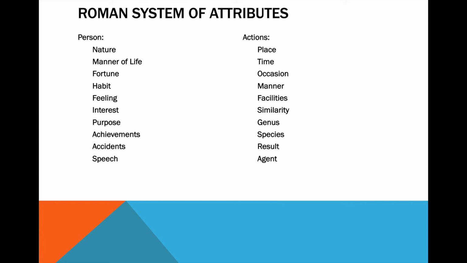Facilities would refer to the tools with which the crime was committed, the murder weapon, a getaway car, all of those kinds of things, right? When we think of things like similarity and genus and species, we're thinking about how that crime relates to other crimes that we know about, right?